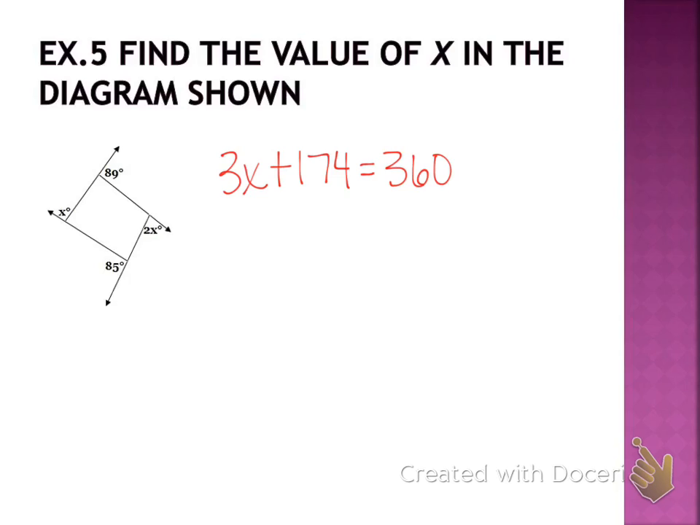Again, it adds up to 360 because those are exterior angles. It really doesn't matter that this happens to be a quadrilateral this time. To solve this, we would subtract the 174, so 3x equals 186, and then we would divide, x equals 62. Beautiful.